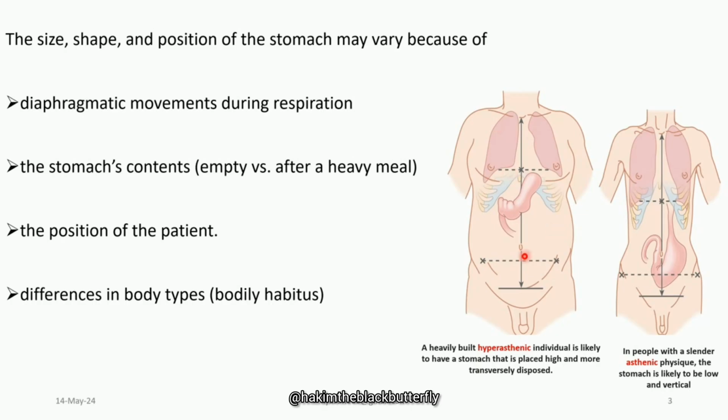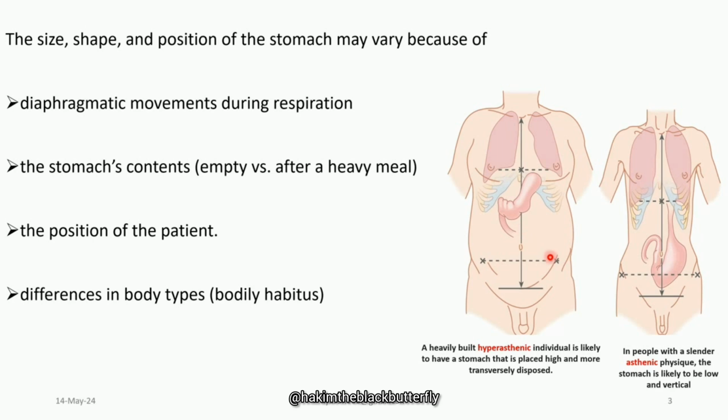If someone is slim or has a slender physique, or what we call an asthenic physique, of course such individuals have a longer abdomen. Obviously that accounts for the low position of the stomach in such individuals. It's going to be slightly low in position, and it's going to almost be vertical in orientation.